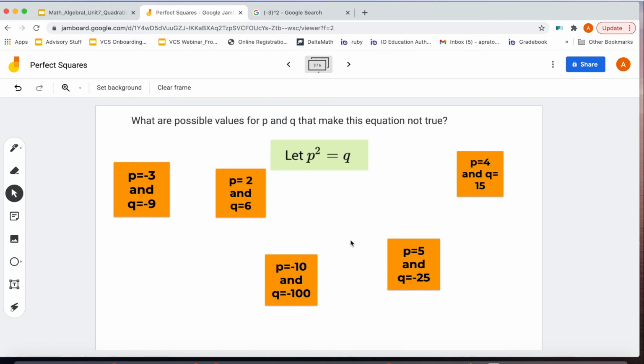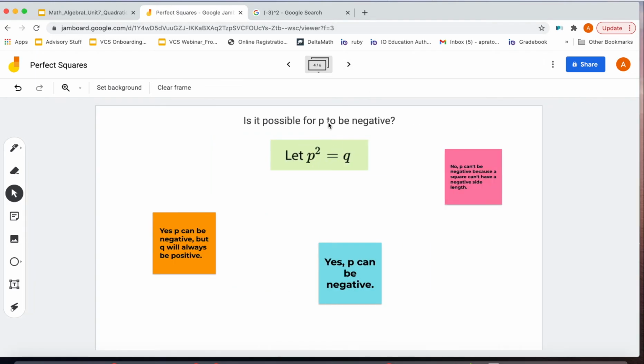Can q ever be negative? Can p be negative? And that's the next question. Is it possible for p to be negative? Yes, p can be negative. We saw a bunch of examples. -4 to the second power gives me +16.